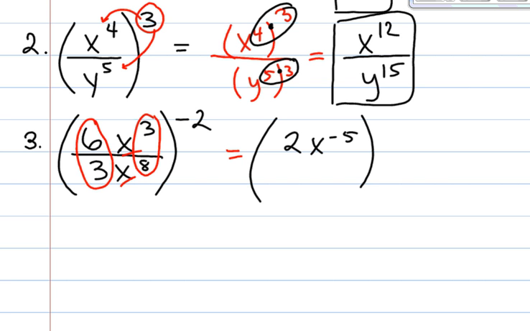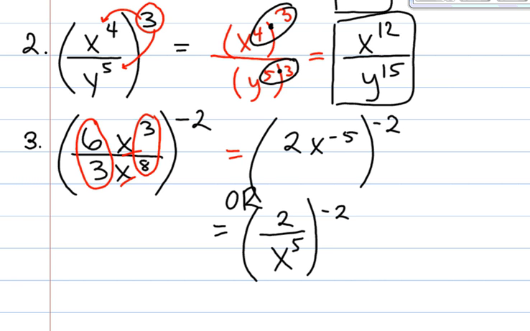Okay, so then that whole thing is being raised to the negative 2 power. Now you could do a couple of things here. If you wanted to, you could have written 2, and then notice that x to the negative 5, we want that to be positive, so that could also have been written as 2 over x to the 5, all to the negative 2 power. So really either one of those would work, but we're not quite done yet.